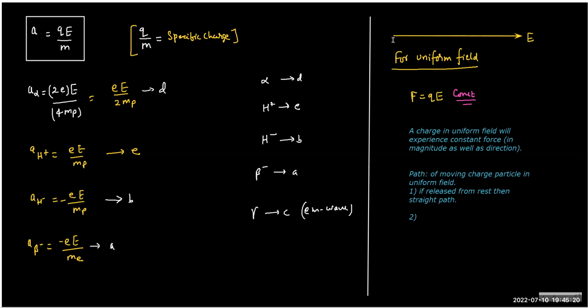Okay. So now there are two possibilities. You may project parallel to the field, or you may not project parallel to the field. So what we can say, guys, if we project parallel to the field, the path will still remain a straight line.